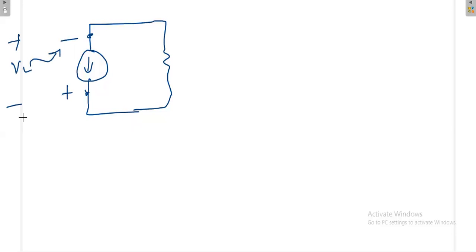VL is negative, but actually the voltage will be like this, because current is going this way. For a source, if the current goes this way, what will be the actual voltage? This will be plus, this will be minus. But we took the convention in the opposite manner. That's why VL is becoming negative. So that you have to understand. Then what is the expression for power dissipation in the resistance, and then energy decay in the inductor? One by one we will see.